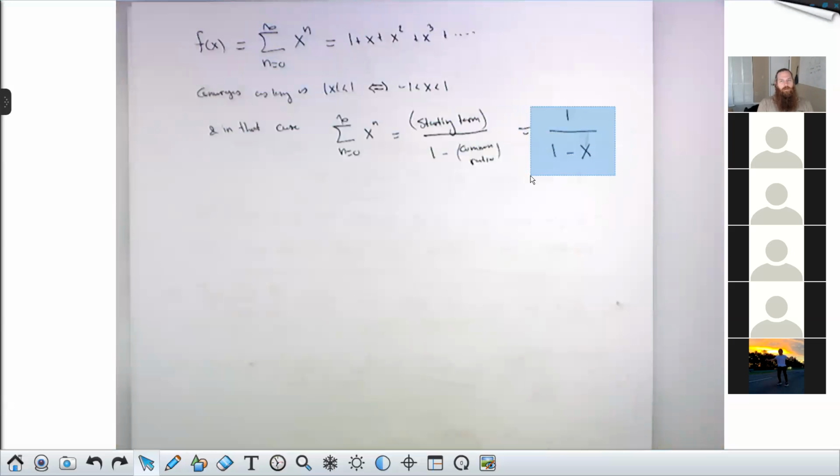Does that say converges as long as? Yes. Yeah, it converges as long as.